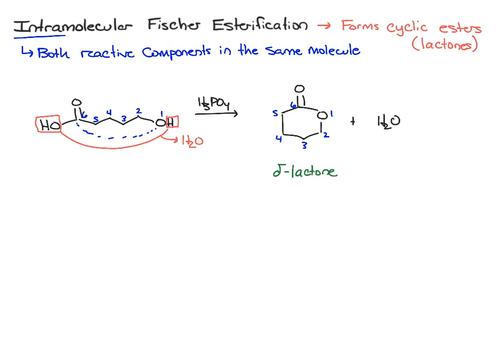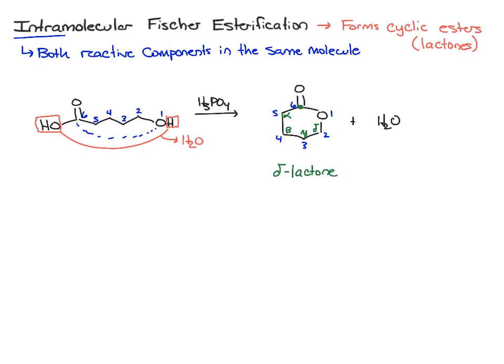Now, how do we get that? What you want to do is basically count your carbons until you run out. So here's your carbonyl carbon. Then we have an alpha carbon, beta, gamma, delta. Now we're out of carbons, we run into the oxygen. So that's how we get the delta lactone.